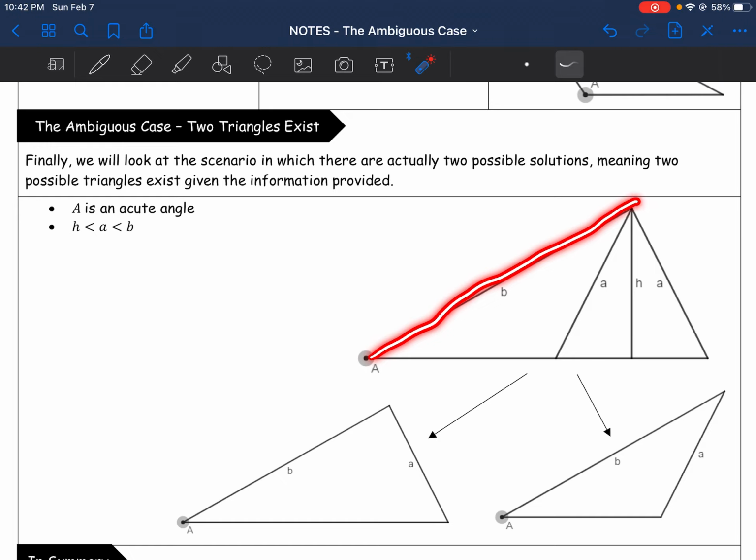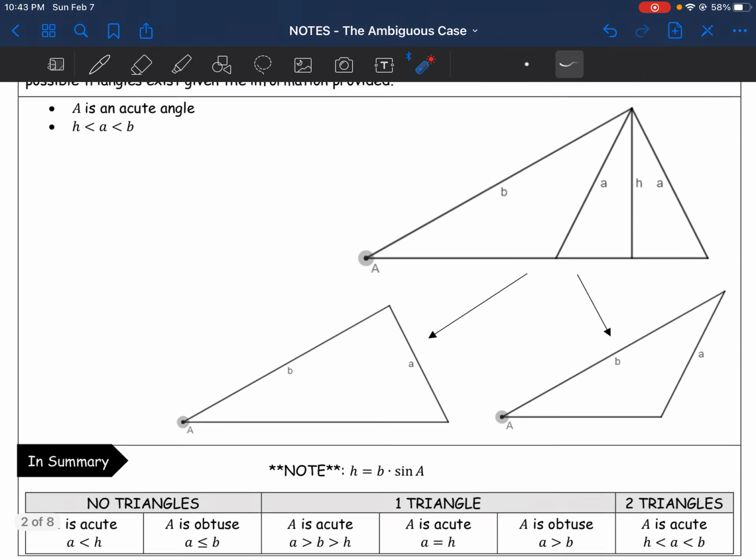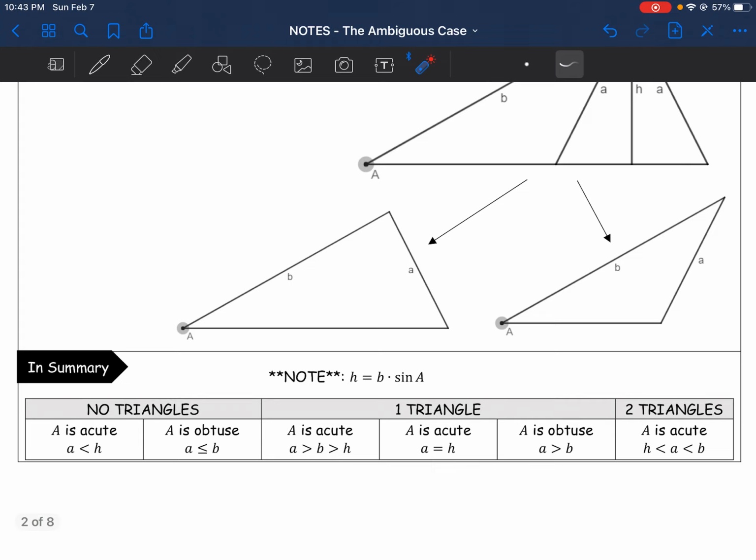One right here, you see right there, kind of sloppily traced in that red laser pointer. That's one possible triangle. But then there's also the triangle right here. Notice that angle A is staying the same in both. Notice that side A is staying the same length. And notice that side B is also staying the same length. So it's two possible triangles given the exact same information, angle A, side A, and another side B. Two possible triangles.